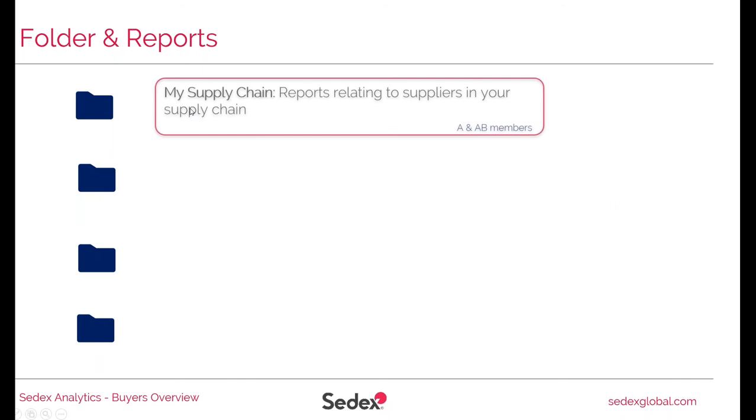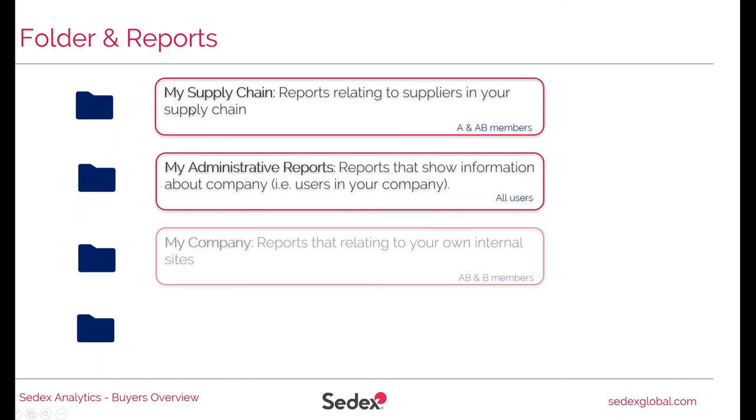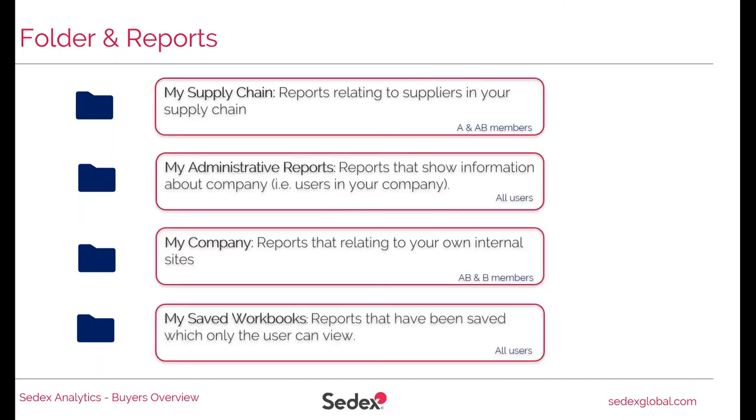So the folders, as I mentioned, there's various different folders depending on your membership. Now for buyers, one of the main reports you would probably use is My Supply Chain, and this top level folder contains reports. I think there's about 5 or 6 reports in there relating to suppliers. So if you want to run reports on your supply chain, this is the one you would use.